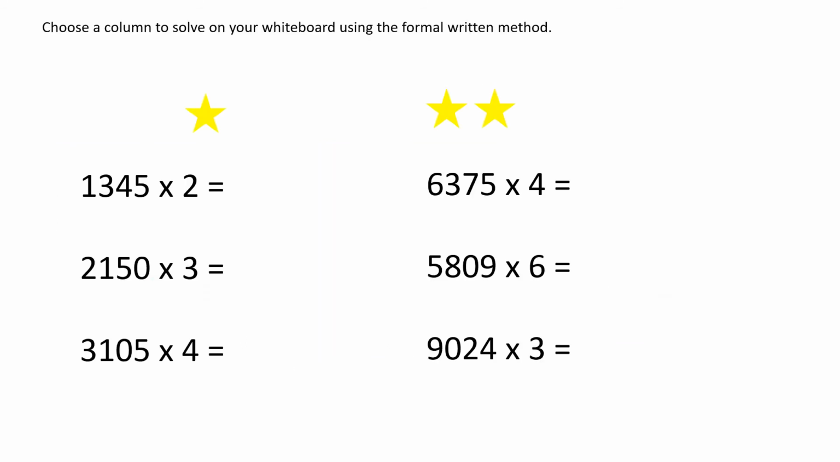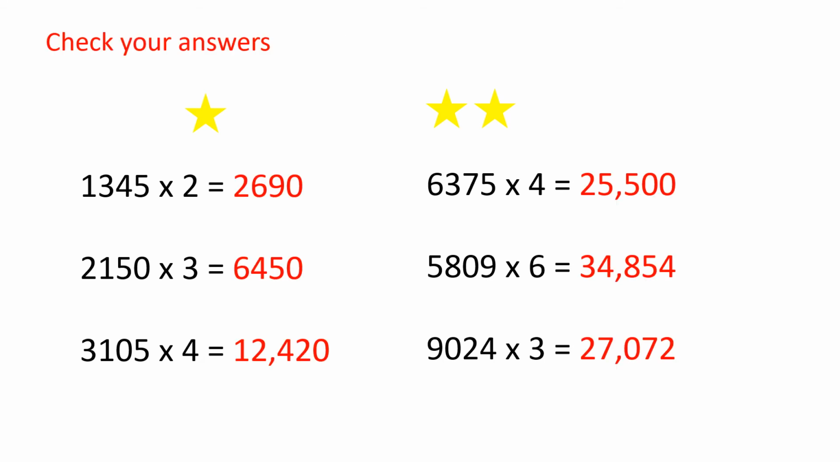Now it's your turn. Choose a column to solve on your whiteboard using the formal written method. Pause the video to give yourself some time to do this. The answers are on the screen. Self-mark your answers. How did you do? Don't worry if you got any incorrect. Just see if you can work out where you made a mistake.